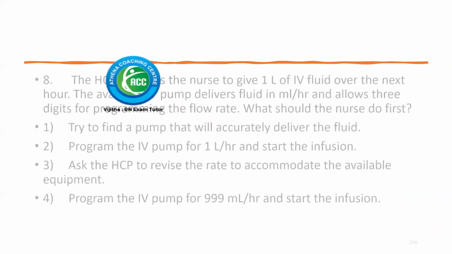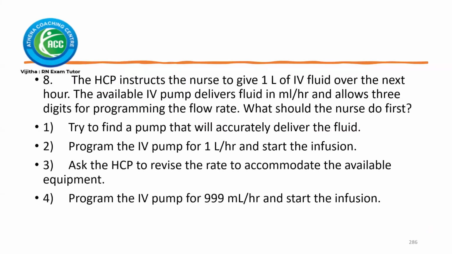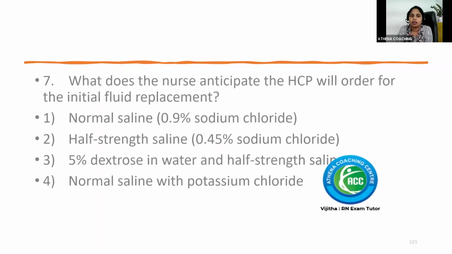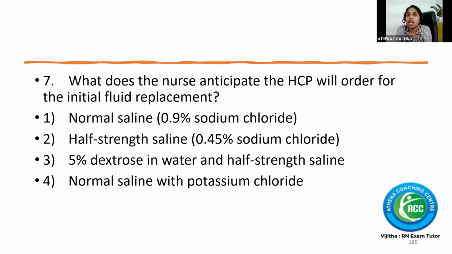The second one is 0.45%. That's half strength, like a hypotonic solution. We don't give a hypotonic solution right now. Normal saline is okay, but half strength NS is considered a hypotonic solution. We don't give hypotonic solution.